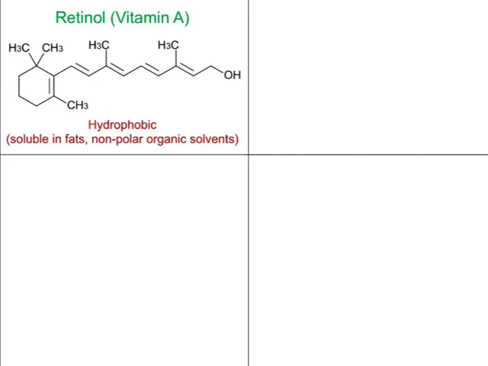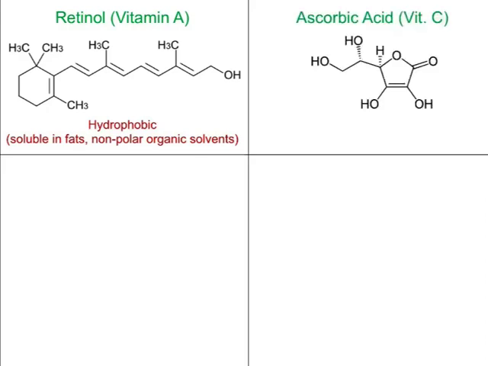I don't know if we've used this word before, but you can look at it and figure it out. Hydro is water. Phobic means it's afraid of water. Instead, it's soluble in organic solvents that are nonpolar or fats. So you take vitamin A and it concentrates in the fats of your body. And so it's possible to overdose on vitamin A because the more you take, it just keeps going into the fat of your body and then can lead to some bad effects.